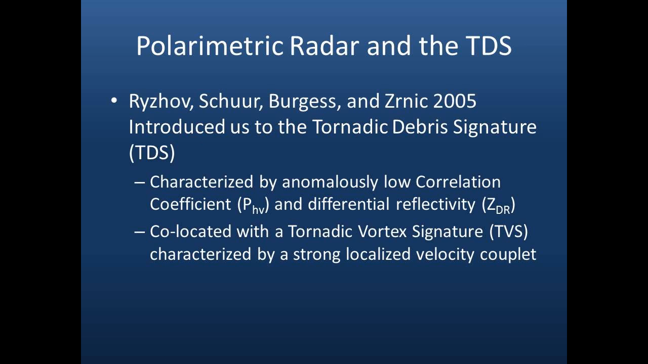Ryzhkov, Schuur, Burgess, and Zrnic in 2005 really introduced the Tornadic Debris Signature. There have been a couple more papers now going through that, but also just about what the TDS really is. It's characterized by an anomalously low correlation coefficient and differential reflectivity, so really those two big dual pol moments that we get now with the upgrade, co-located with a TVS in the storm. So you've got a good strong couplet in place, and you're really looking for that correlation coefficient hole, so to speak, in the data.